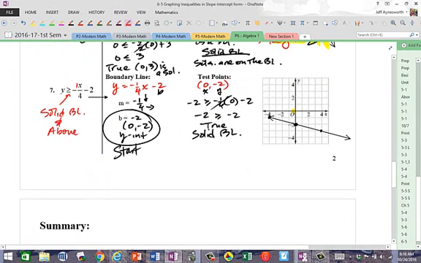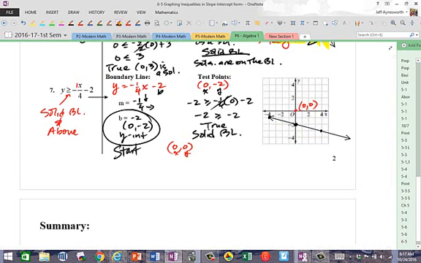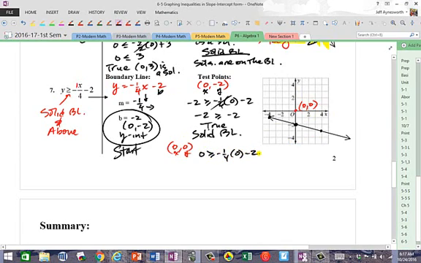The next point we need to test is the origin, which is right up here. So (0, 0). If it's a solution, we shade above. If it's not a solution, we go in the lower half. Okay, so we're going to test (0, 0). So x and y are both zeros. So we have 0 greater than or equal to negative 1/4 times 0 minus 2. So is 0 greater than or equal to negative 2? And the answer is yes. Okay, so this is true. That tells me that the origin is a solution.